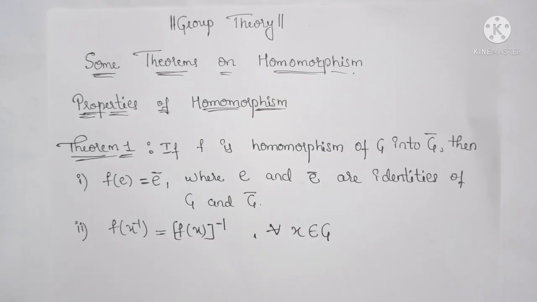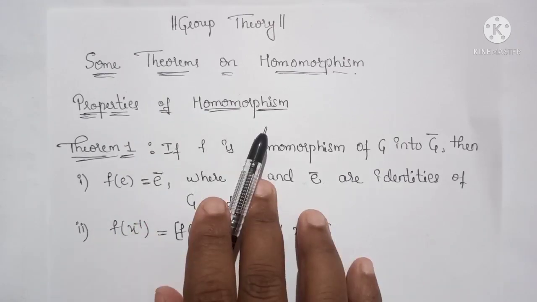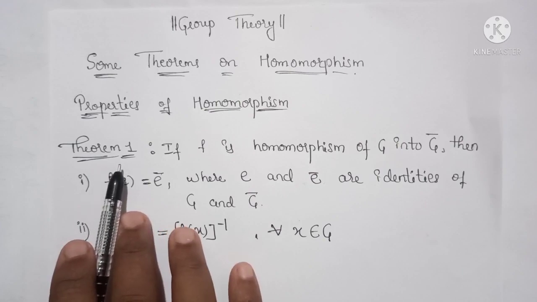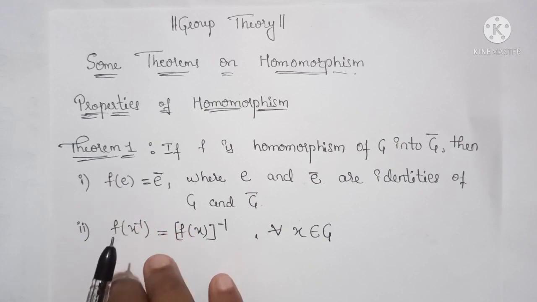So in today's video we will continue the chapter group theory. In the last class we have seen the definition of homomorphism and the definition of isomorphism. Also we had discussed automorphism and endomorphism. Okay, so here we discuss some properties of homomorphism, or you can take them as theorems. Okay, we shall prove these theorems.